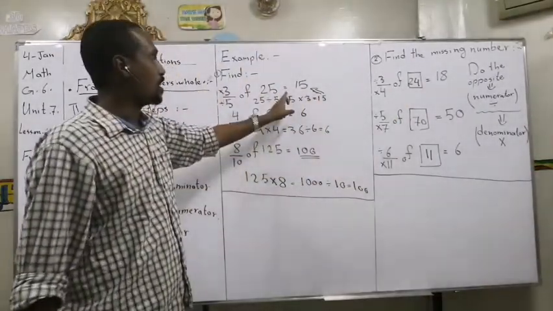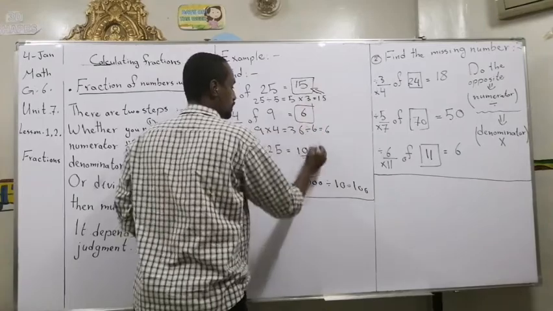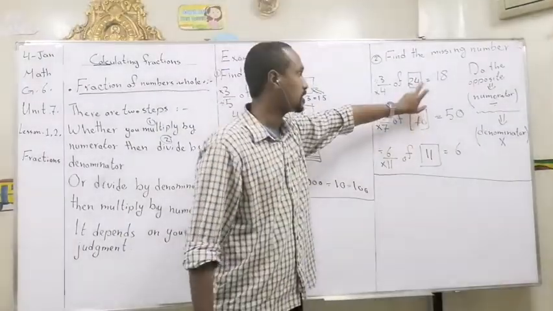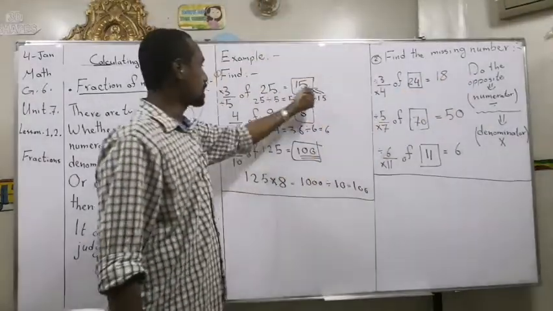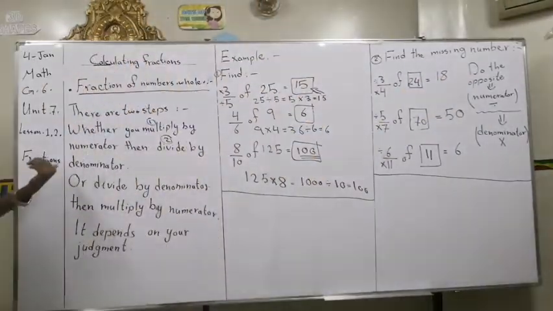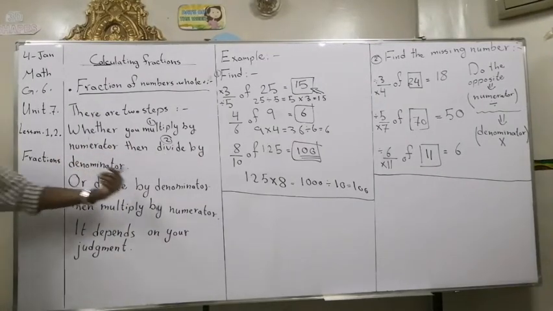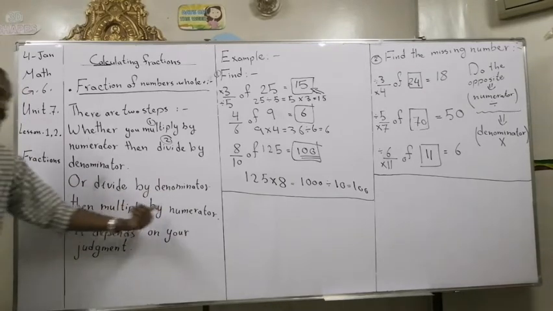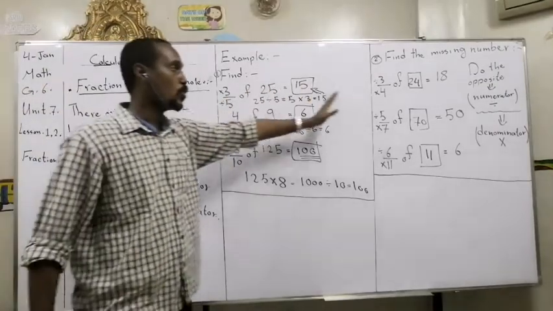Here, look. The missing number is on the right. This is it. So you should know which one is the missing one. Is it on the left? We do the opposite. Is it on the right? I do the regular thing, which is multiply the numerator and divide by the denominator. This is about the fraction of numbers when I have it all in numbers.